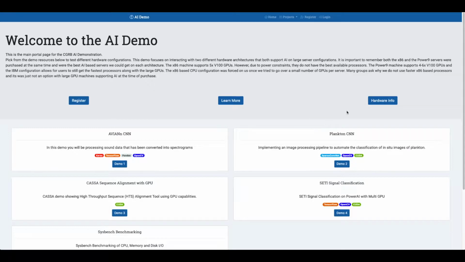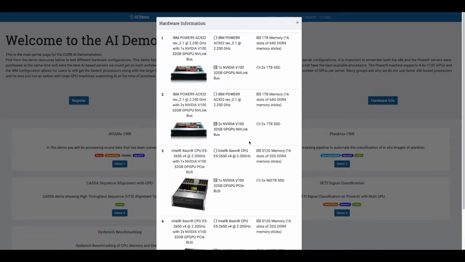The hardware that we're working with here is two main pieces of equipment. One is an IBM POWER9 AC922. It can support up to 6 GPUs. Right now we have it with two processors in it, 2.2 gigahertz, and we have two VMs set up, one with one NVIDIA V100 32 gig GPU and one with two of them. That allows us to test both single GPU interaction and GPU to GPU interaction.